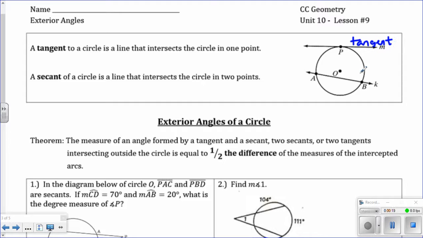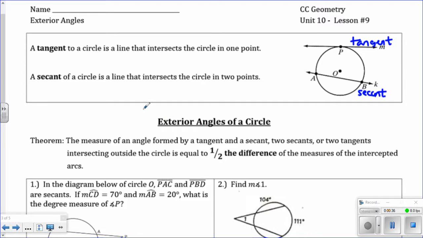And the other definition is a secant. A secant intersects the circle in 2 points. So basically you take a chord, if I had just from A to B, that would be a chord. But the second I extend it out into a line, now I have a secant because it goes through the circle at 2 points.